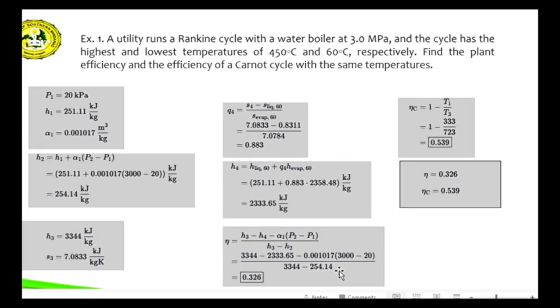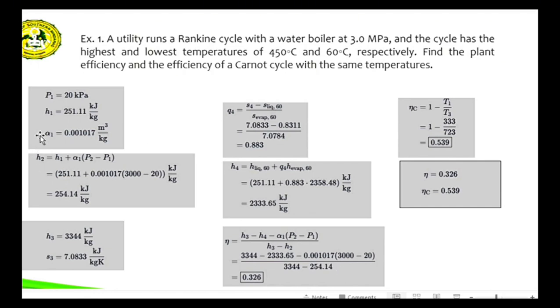This is example number 1 of the gas and vapor power cycle. Example number 1. A utility runs a Rankine cycle with a water boiler at 3 megapascal, and the cycle has the highest and lowest temperatures of 450 degrees Celsius and 600 degrees Celsius respectively. Find the plant efficiency and the efficiency of a Carnot cycle with the same temperature.